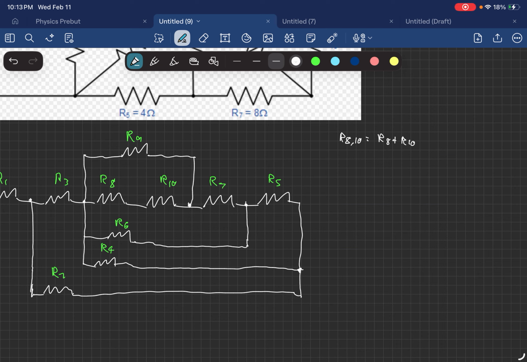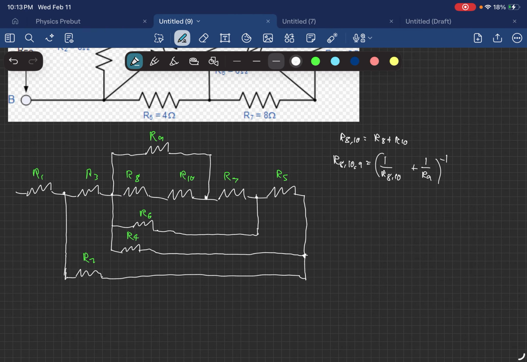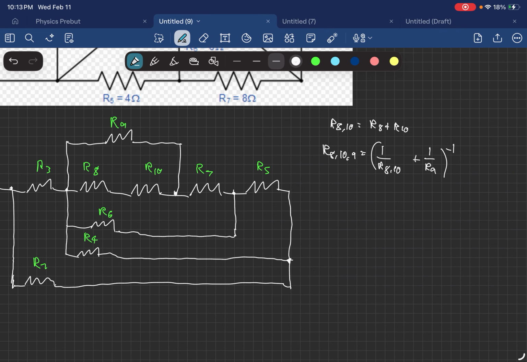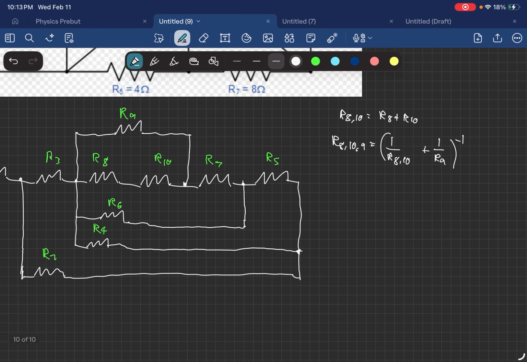So you can say that R8,10,9 is equal to 1 over R8,10 plus 1 over R9. Again, there's a different formula. There's another formula for parallel resistance circuits, but this one is easier to understand.